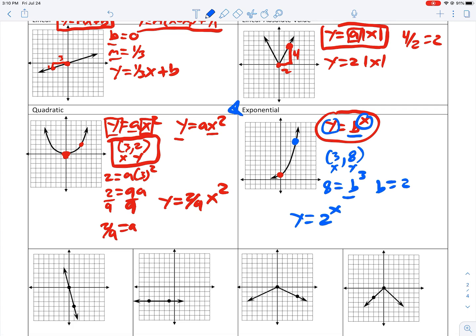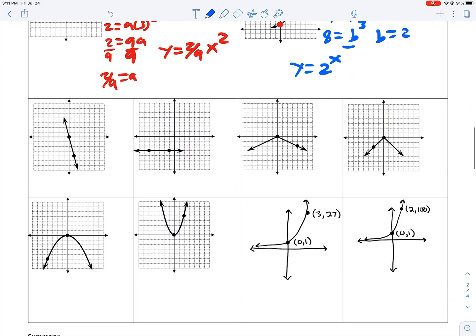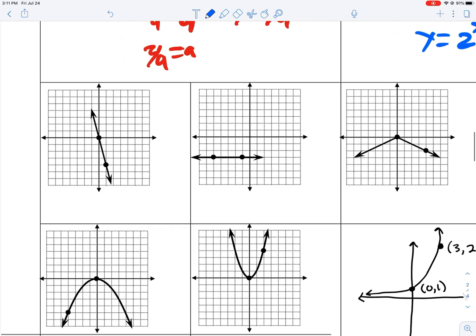So when you're doing exponential and quadratic, this is the easiest way: what's the general equation, and then solve for either a or b. Up here, it's just a lot easier to use the slope because they're linear, and that's what's nice about linear functions. Okay, so now we're going to practice some.